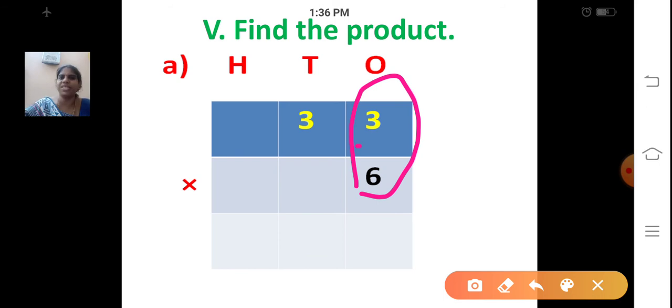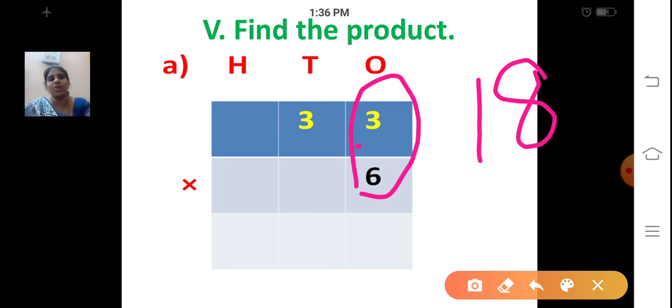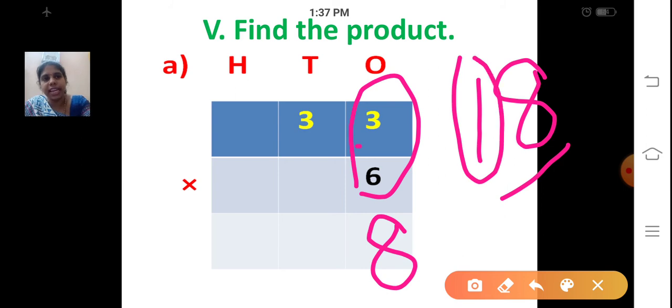Now tell me, what is 6 threes or 3 sixes are? Think and tell me. 3 sixes are 18. So 18 is a 2-digit number, isn't it? So you cannot write it directly. So write this 8 alone here. This 1 is carried over to the next part, the tens place. Clear? So 3 sixes are 18. 8, and 1 I am carrying over to the next place, that means the tens place.